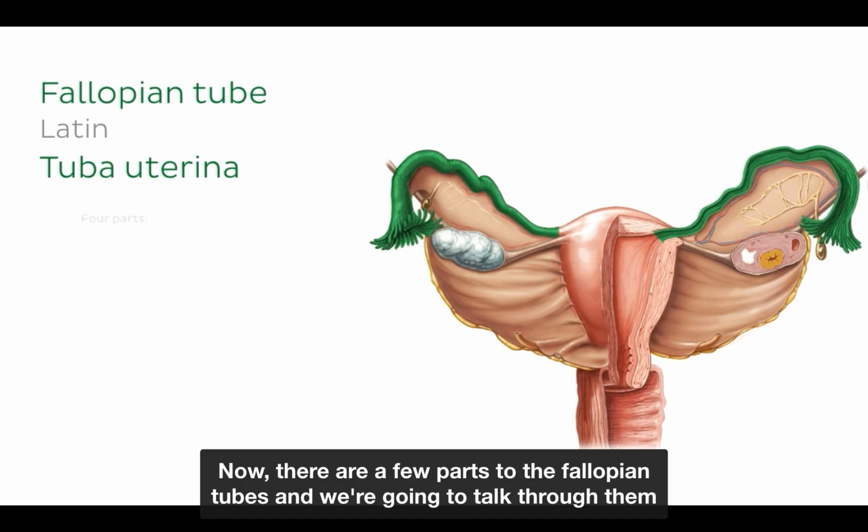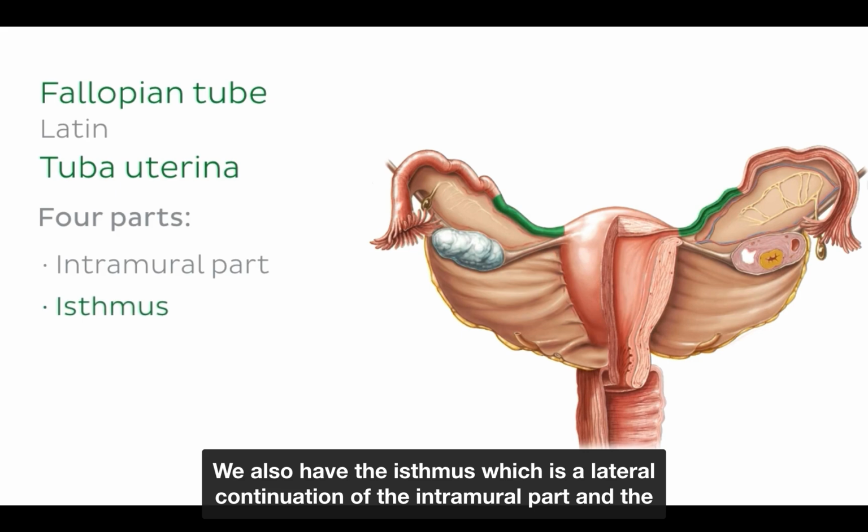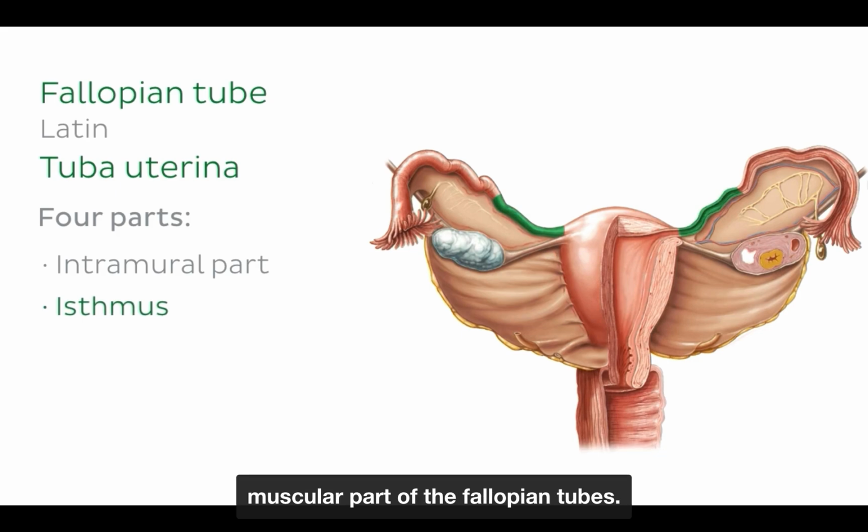Now there are a few parts to the fallopian tubes, and we're going to talk through them right now. Firstly, there's the intramural part, which is located within the myometrium of the uterus. We also have the isthmus, which is a lateral continuation of the intramural part and the muscular part of the fallopian tubes.